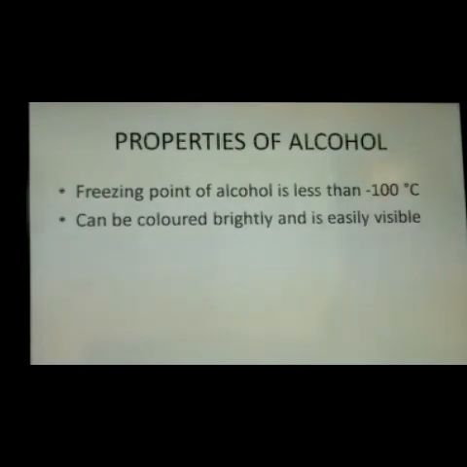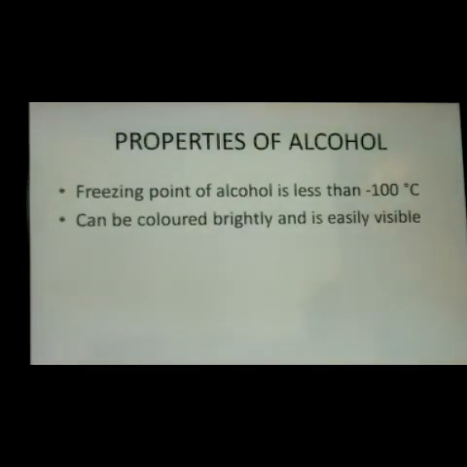Now we shall see the properties of alcohol. The freezing point of alcohol is less than minus 100 degrees Celsius. So, it can be used to measure very low temperatures. Its expansion per degree Celsius rise in temperature is very large, and it can be colored brightly, and hence it is easily visible.